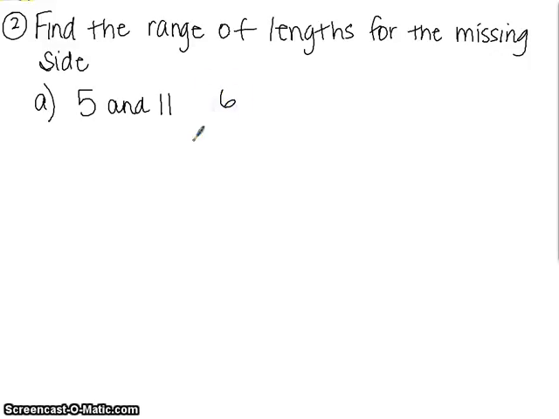So anything that we have cannot be lower than 6. Otherwise, it's not going to work. To find the upper boundary, you're going to add these together. Okay, so 5 plus 11 is 16. So it can't be bigger than 16. Otherwise, it won't work. So we're actually going to write this as an inequality.